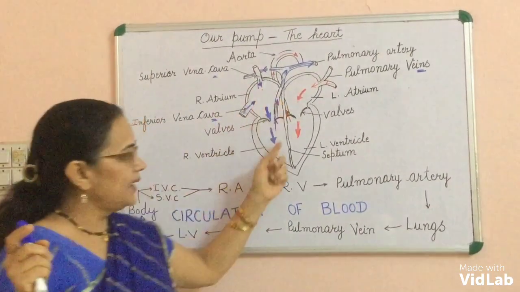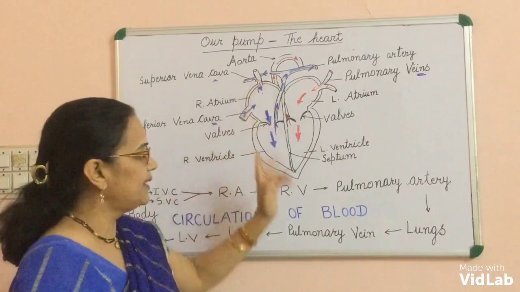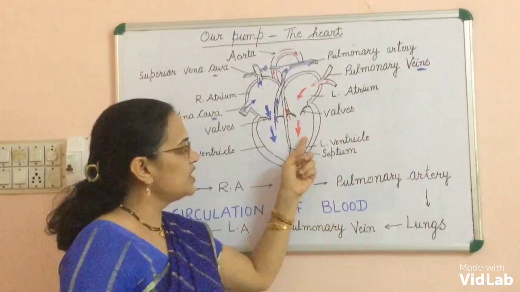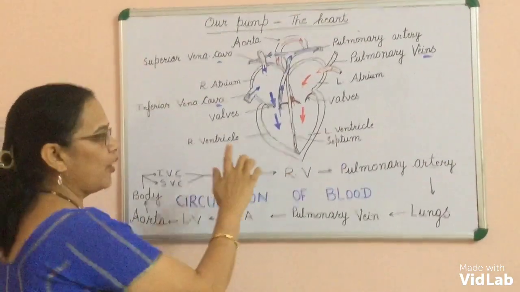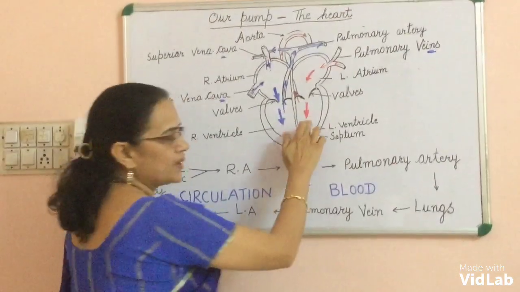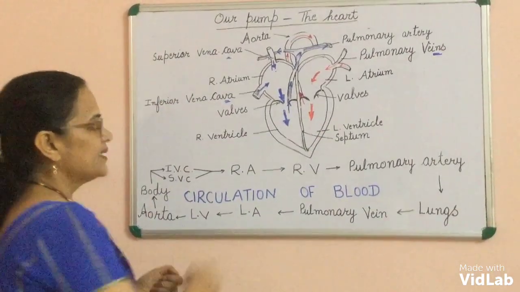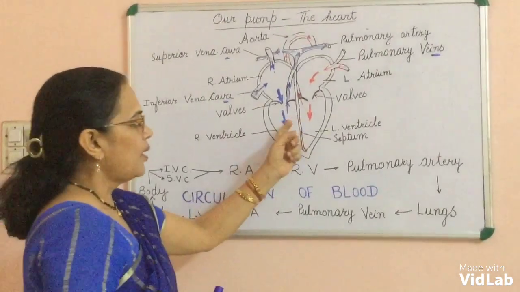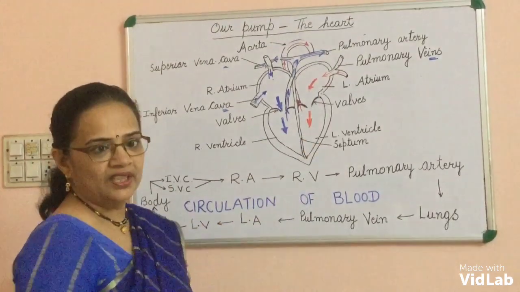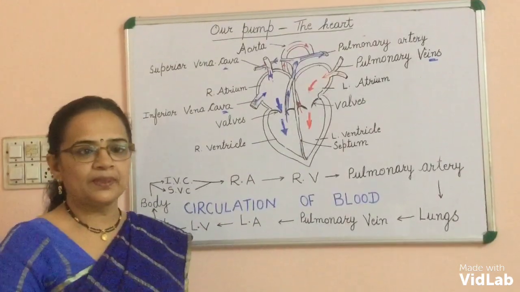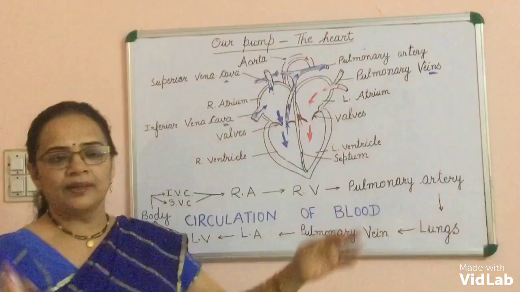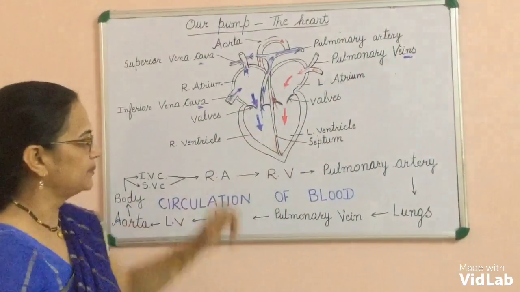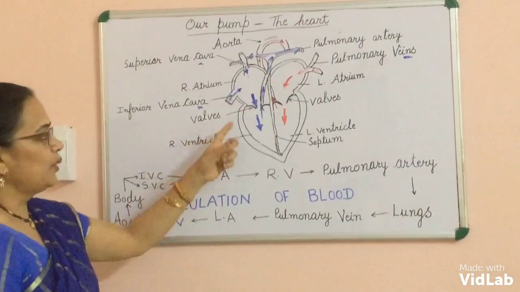In our heart, the right side contains deoxygenated blood and the left side contains oxygenated blood. There is a separation of deoxygenated blood and oxygenated blood in our body. Septum is present. This is the muscular structure which separates the deoxygenated blood from the oxygenated blood. So what is the function of septum? Septum separates the deoxygenated blood from the oxygenated blood. Now one more question can be asked.